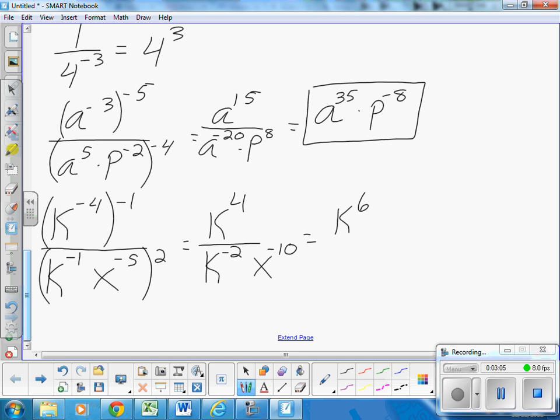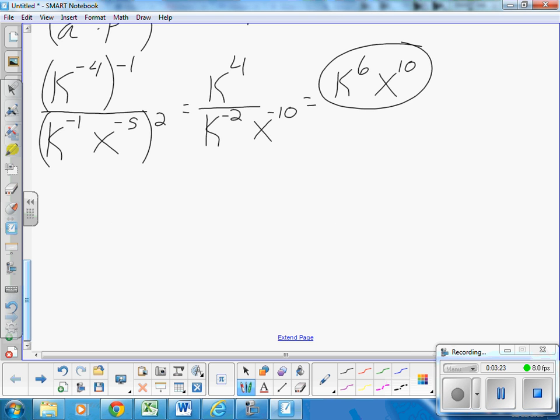So I get 6. Then my x, moving my x to the negative 10 from the denominator to the numerator, moving it up, the sign of the exponent changes, so I get x to the 10th power. k to the 6th times x to the 10th power.